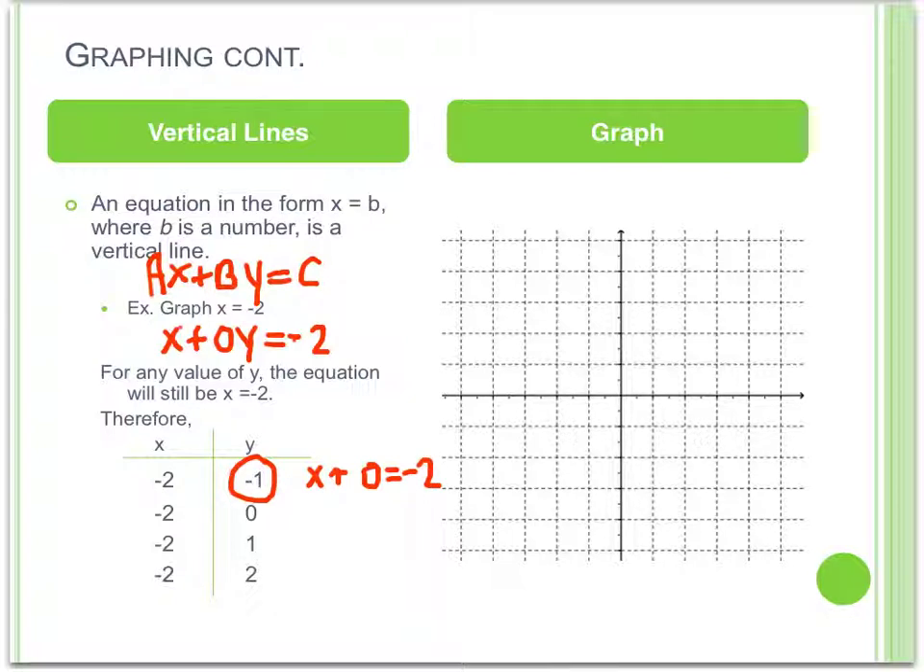So if we plot this point, it would be here. Next, let's plug in y equals 0. Again, the equation we'll be left with is x plus 0 equals negative 2. And this point will be here. If we continue to do so for other values of y, we will find that the line is at x equals negative 2.